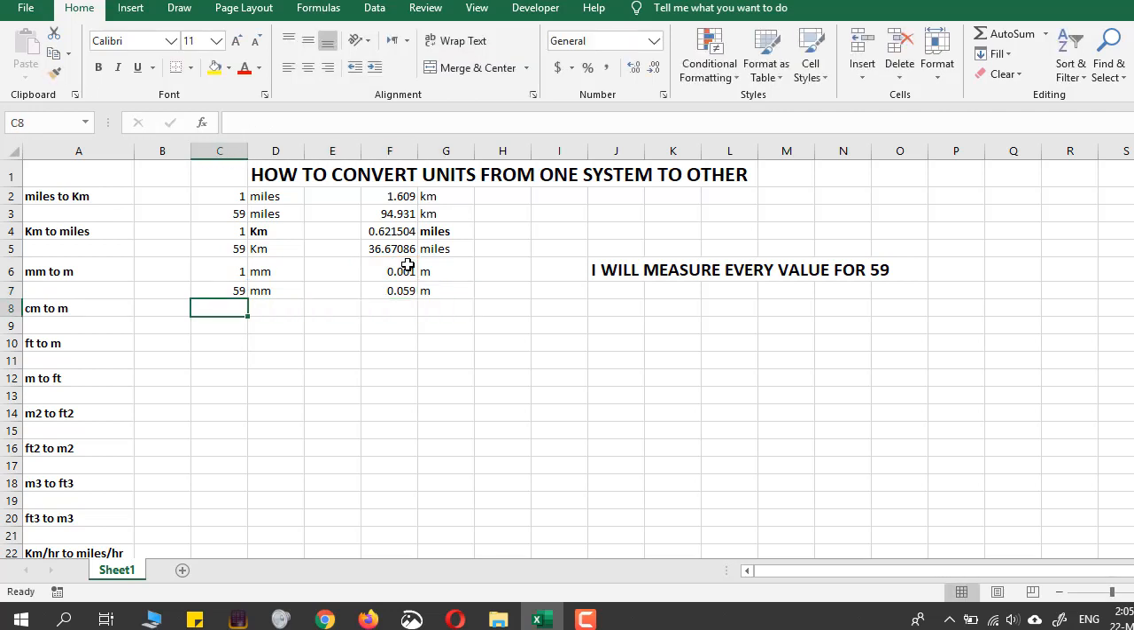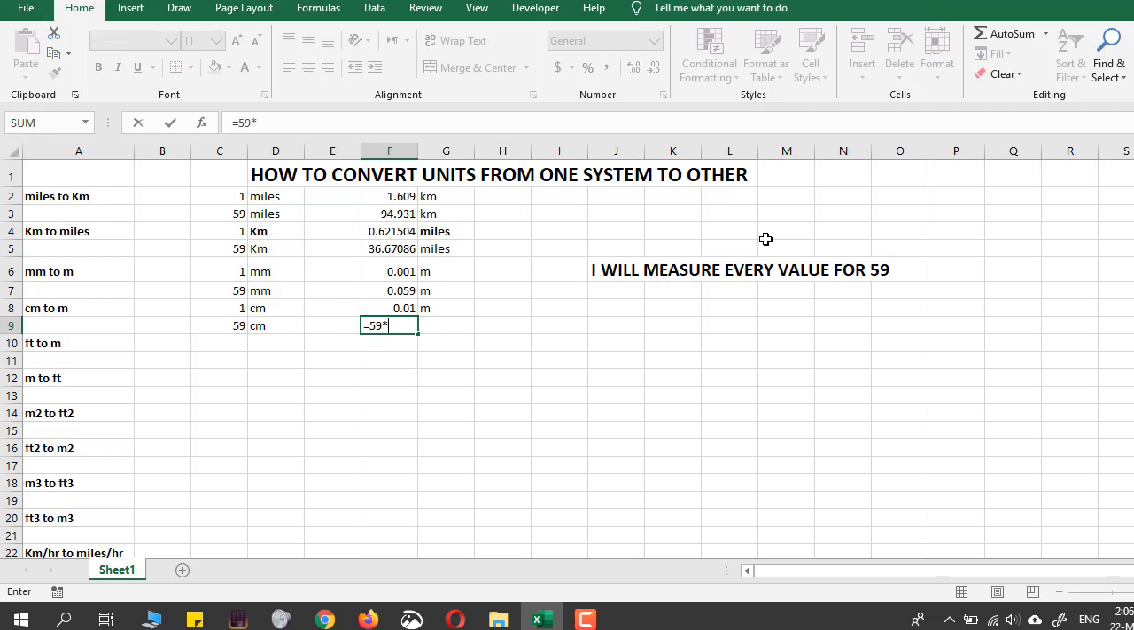So how many centimeters are there in 1 meter? Do I know that? Okay, just write this first. In terms of centimeters, if I have 1 centimeter, I know that there are 100 centimeters in 1 meter, so I will just divide 1 by 100 and I will get 0.01 meter. And then that's the same thing, write 59 here and just multiply 59 with 0.01, and you will get that 59 centimeters are actually equal to 0.59 meters.